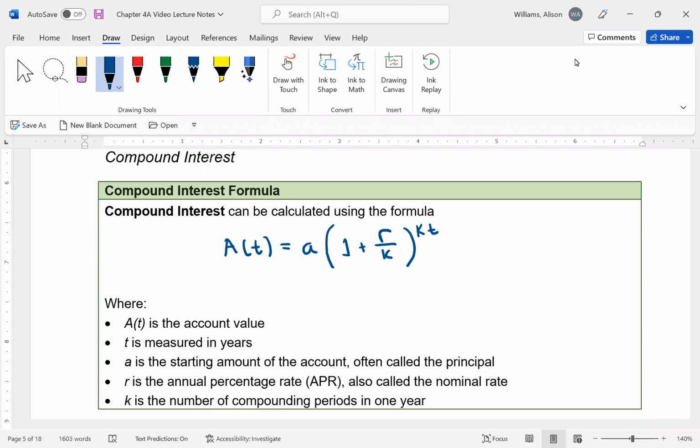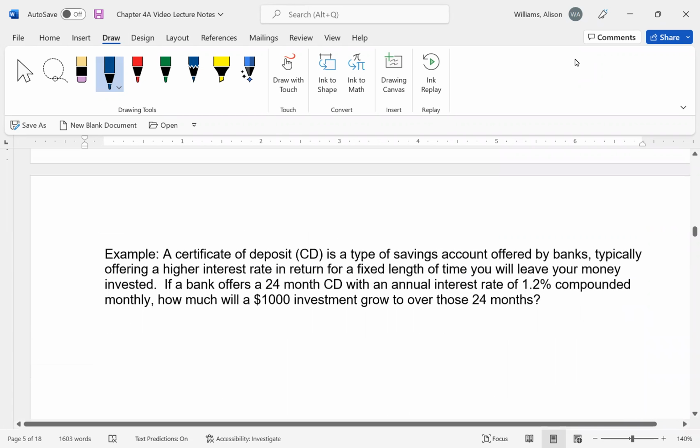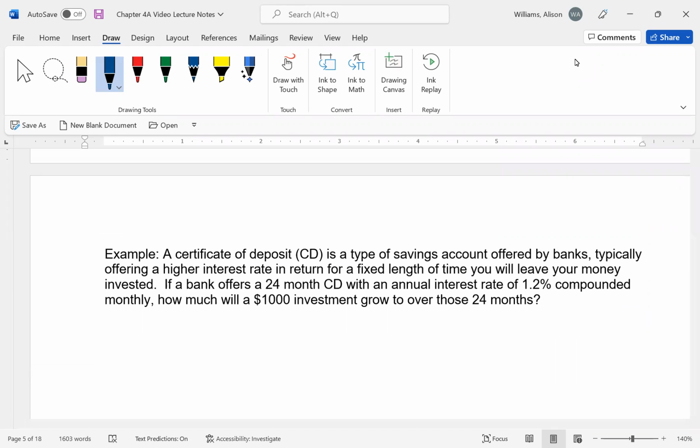So let's see some examples of compound interest. First is a CD or certificate of deposit. It's a type of savings account. And basically you get a higher interest rate for a fixed length of time. So the idea is that you're basically loaning the bank money, and that's why they're paying you interest. And then they go out and loan your money to somebody else and charge them a higher interest rate.